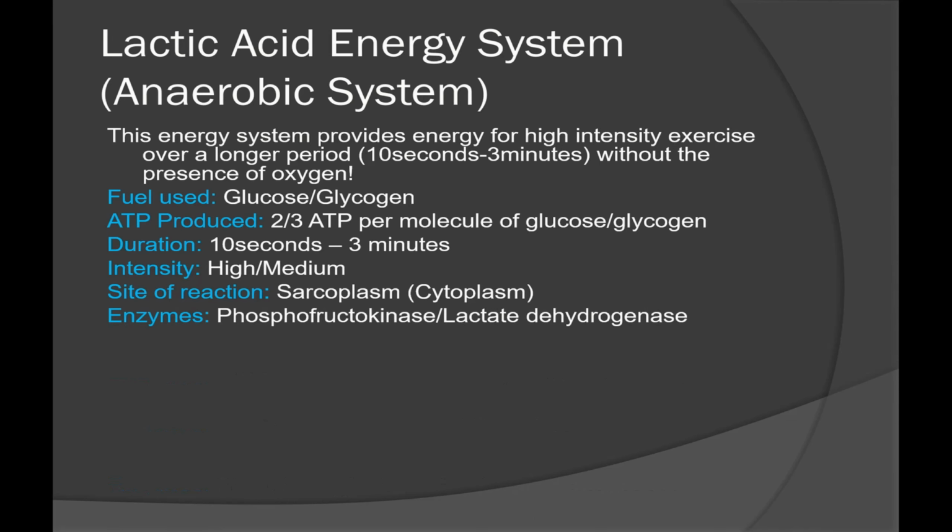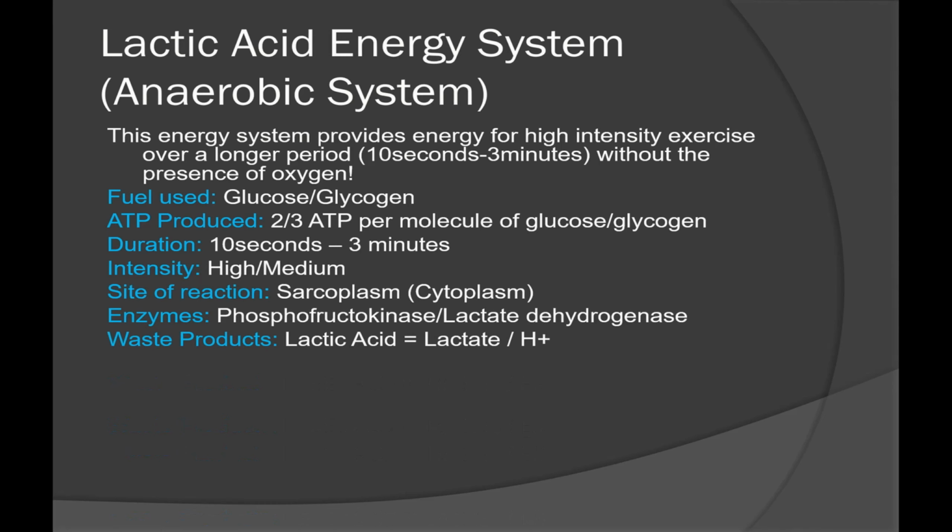Enzymes controlling are phosphofructokinase, so this is breaking down glucose via glycolysis to produce ATP, and also lactate dehydrogenase, which breaks down pyruvic acid into lactic acid. And this allows for that process of glycolysis to continue anaerobically during the lactic acid energy system. The waste products, as we mentioned, lactic acid quickly dissociates within the muscle cell into lactate and hydrogen ions.